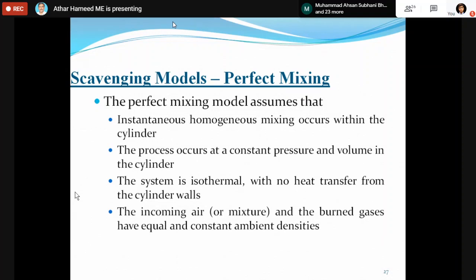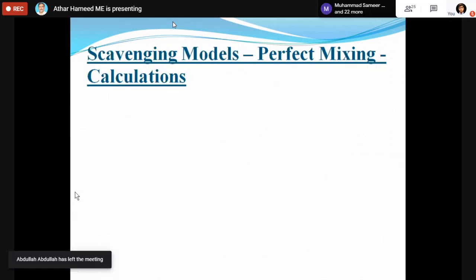So if we assume that mixing is taking place all over, then the density should be the same, because I have told you that mixing also takes some time. Diffusion also takes some time, and this is only possible when we assume these things.